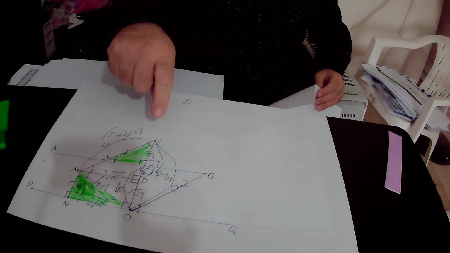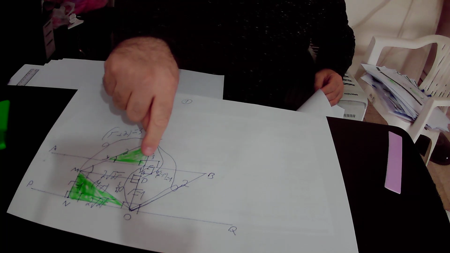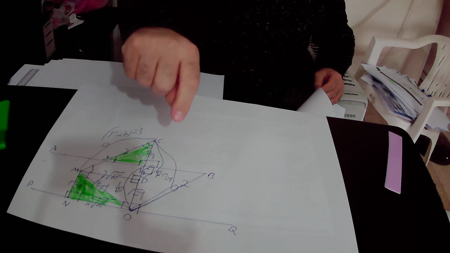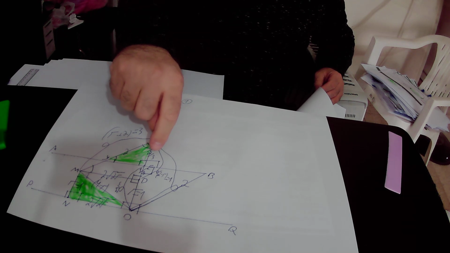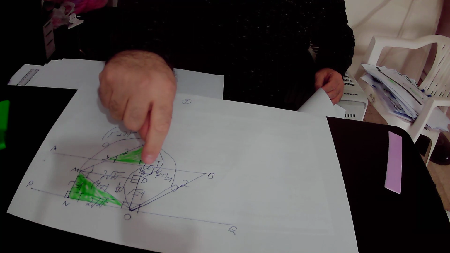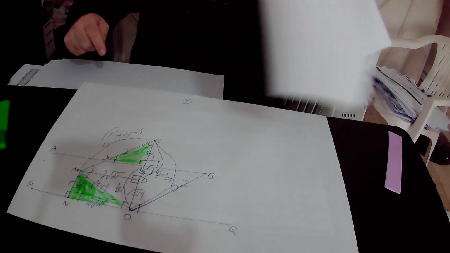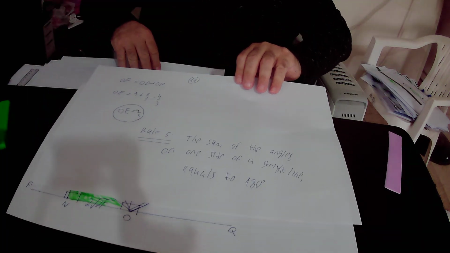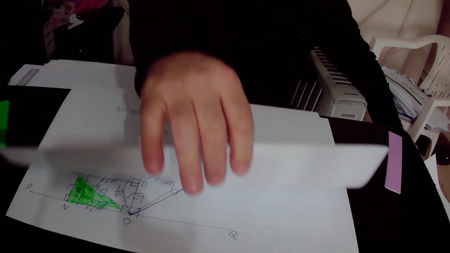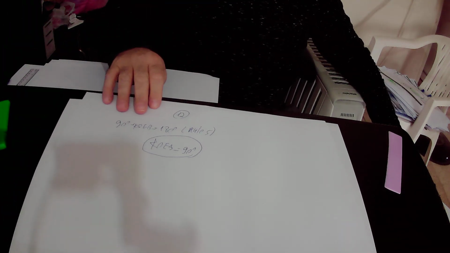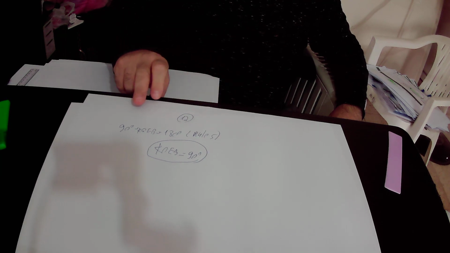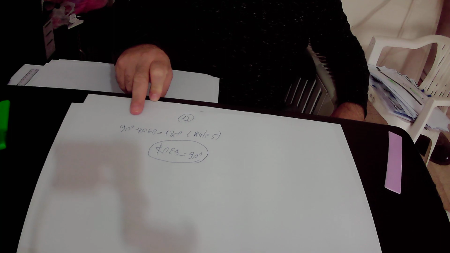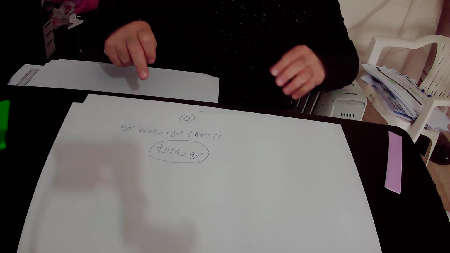So if we focus on this side of the straight line OC at point E, the sum of the angles must be equal to 180 degrees. What we have at point E is 90 degrees plus angle OEB, which must be equal to 180 degrees according to rule number 5. We subtracted 90 degrees from this equality and we found that angle OEB equals 90 degrees.